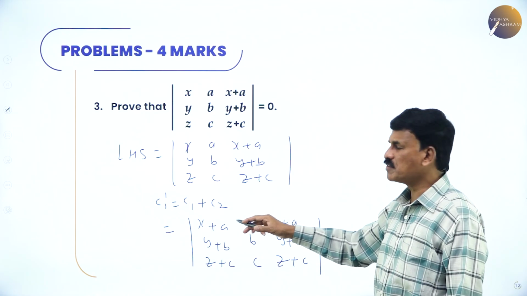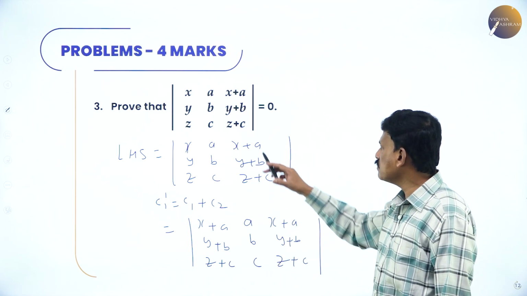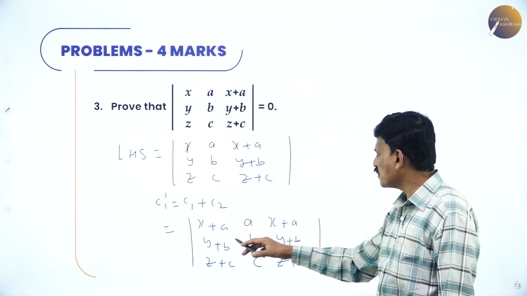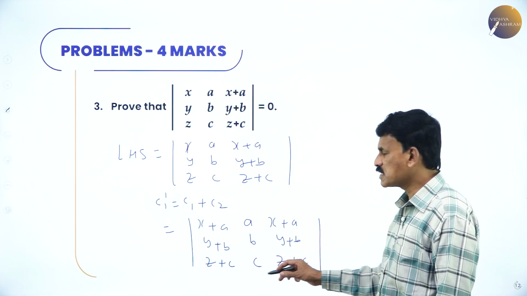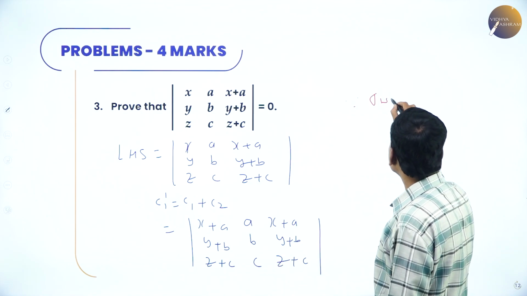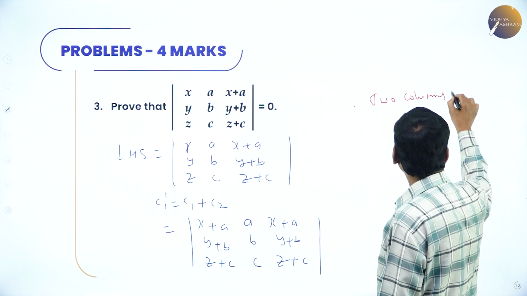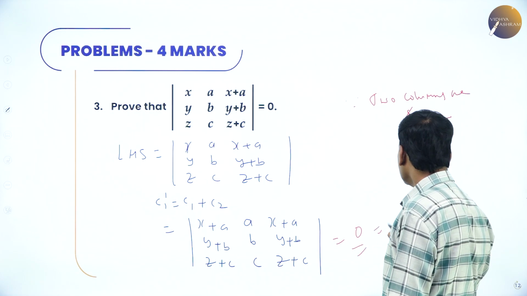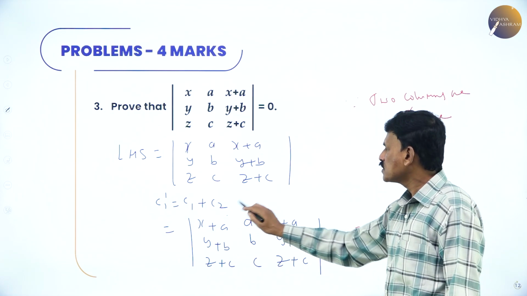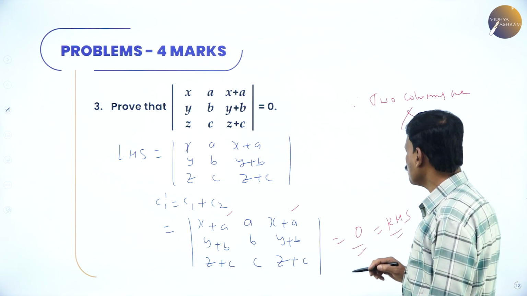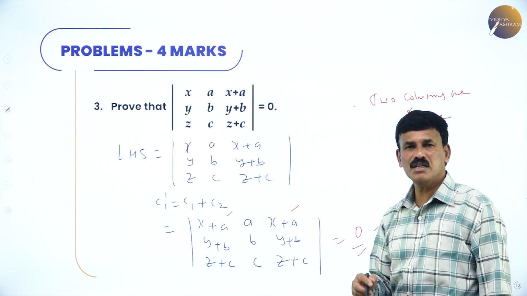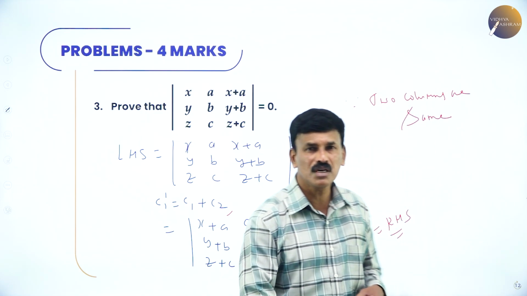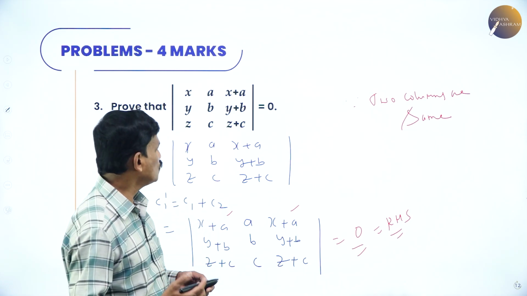Taking C1 dash is equal to C1 plus C2, a, b, c, C2 is the same, C3 is also the same, and C1 is x plus a, y plus b, z plus c, the same as C3. These two columns are the same. Since two columns are identical, the value of the determinant is equal to 0, which is the RHS, because C1 and C3 are the same. According to the property, if two rows or two columns are the same, then the value of a determinant is equal to 0. Now, move on to the next problem.